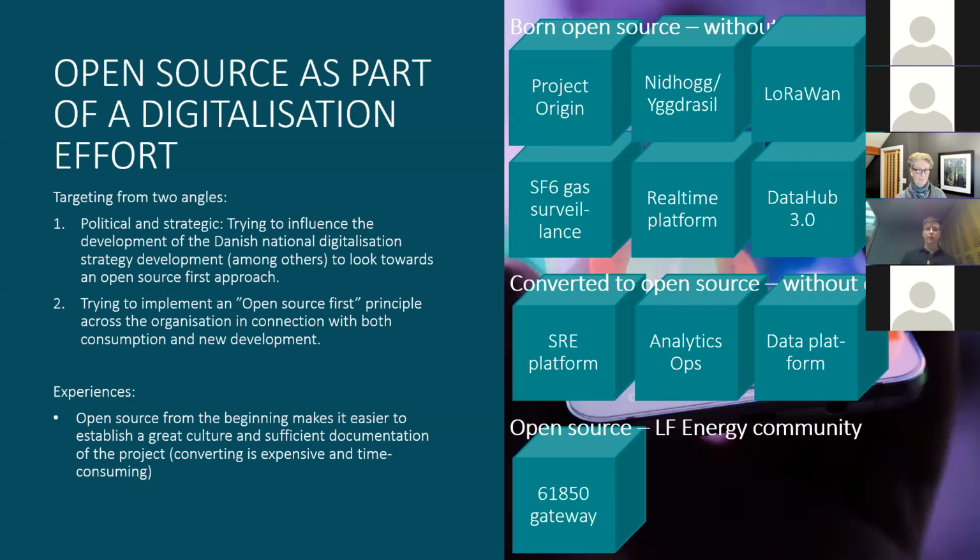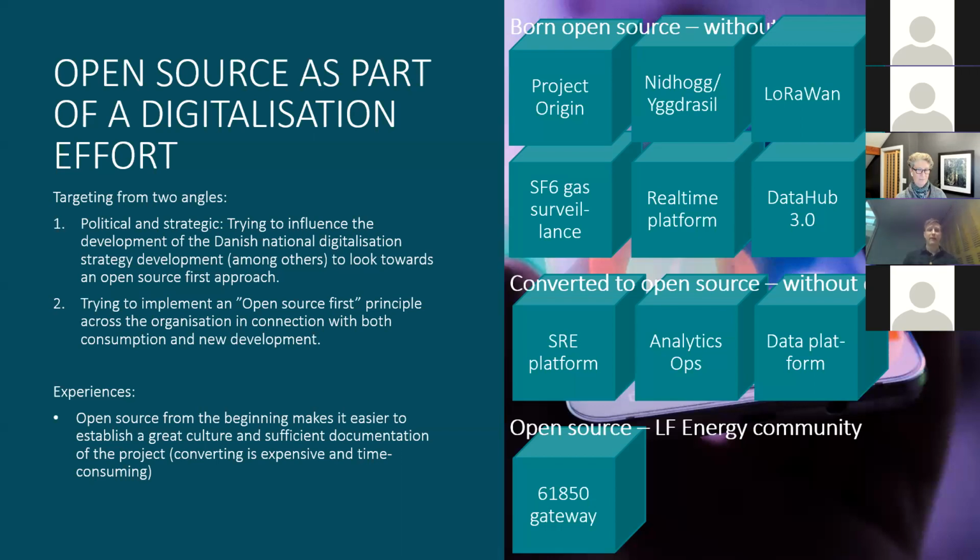And then on the other hand, with this open source first approach, we need to consider it before taking decisions about what systems and tools to build or to have in the TSO or in the control center. At the moment we are trying to implement this open source first principle across the organization, both in the consumption part of the model that I showed on the previous slide, and also when considering new developments. How can we get this into our decision making in the organization?